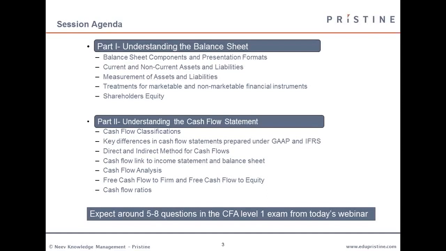Here's the session agenda. First, we'll discuss the balance sheet. We'll try to understand it. We'll look at the components of balance sheet, the presentation formats, measurement of the components, and how the specific assets and liabilities are treated. And then we'll proceed on to the cash flow statement, where we'll see the cash flow classifications, the two methods used to interpret the cash flow statement, the direct and the indirect methods, and then we'll move on to the cash flow analysis and free cash flow to the firms, etc.